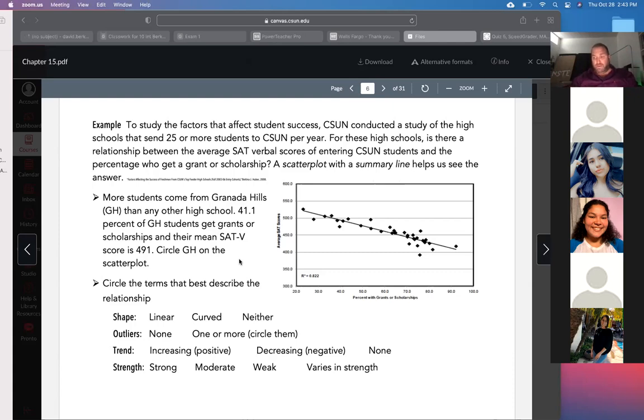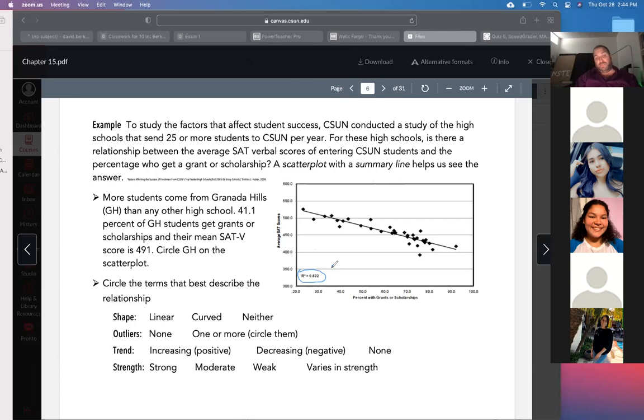Yes. Okay. What about positive or negative? Negative. Negative, strong, moderate, or weak? Strong. Seems fairly strong. In fact, as we're going to see later, you'll notice that there is a number down here, r squared equals 0.822.